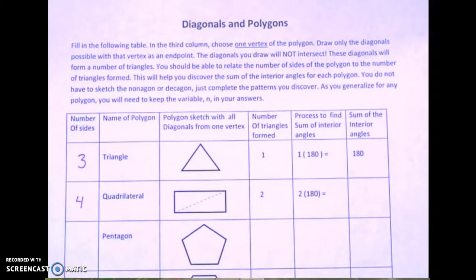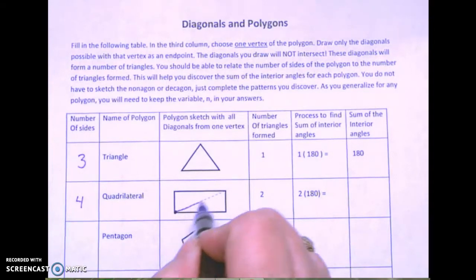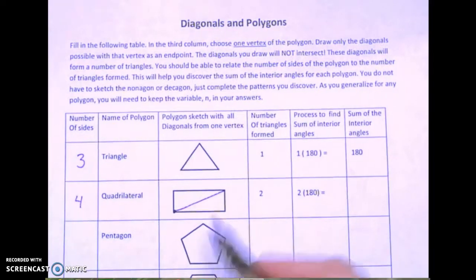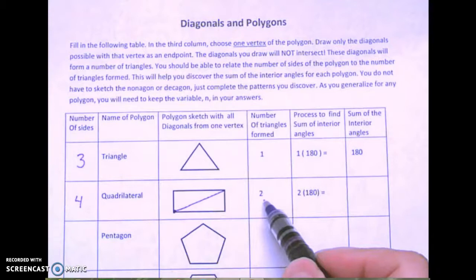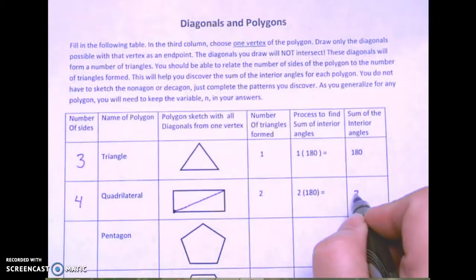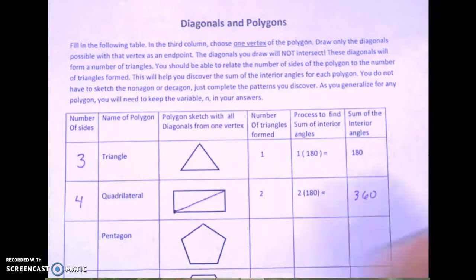If I draw a line from one vertex, I'm going to choose this vertex, and I'm going to go across my quadrilateral. I've broken my quadrilateral into 2 triangles. Because I have 2 triangles, I want to multiply 2 times 180, and that will give me 360. So if I added all the interior angles in that quadrilateral, all 4 angles, it would equal 360 degrees.